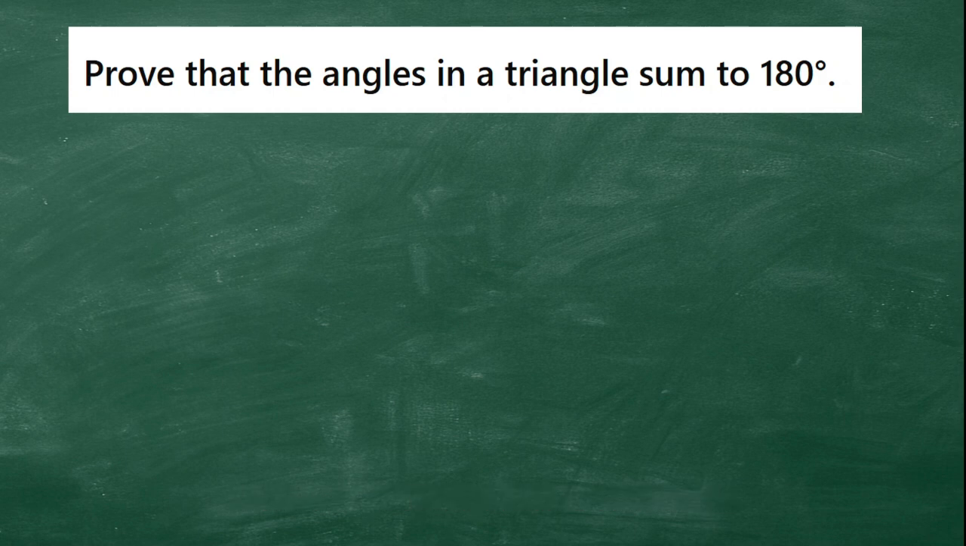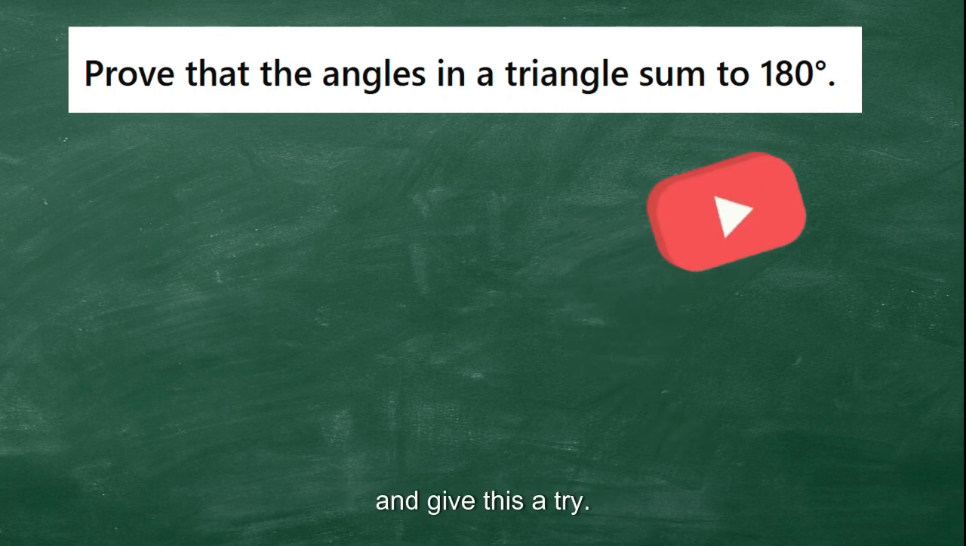This question is to prove that the angles in a triangle add up to 180 degrees. More precisely, interior angles of a triangle add up to 180 degrees. Please pause the video and give this a try. When you're ready to check the answer, press play.